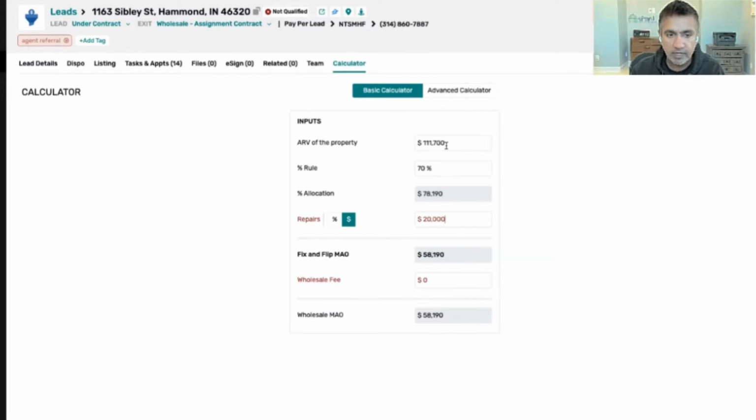So if you were doing fix and flip to this property, and the retail value, or after repair value, of this property was $111,700, based on $20,000 worth of repair, you would need to pay no more than $58,190. You would want to start a little bit lower than that.